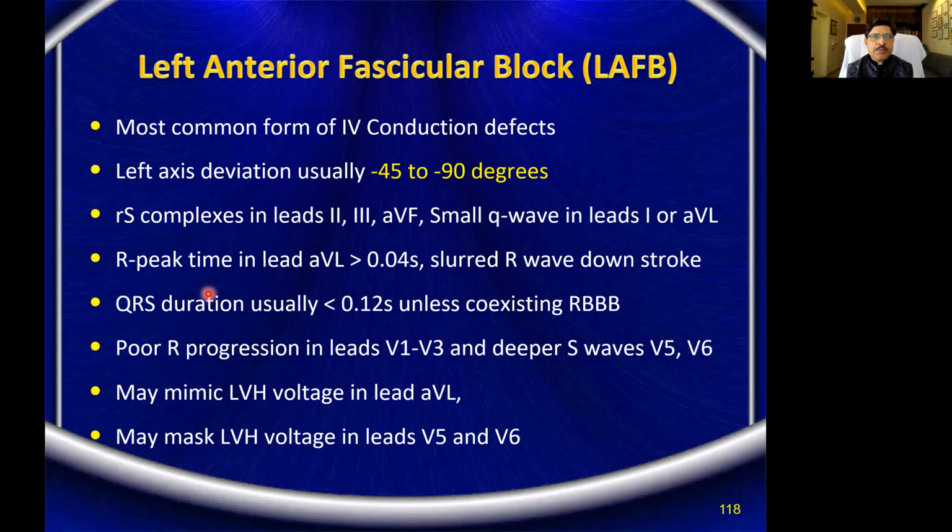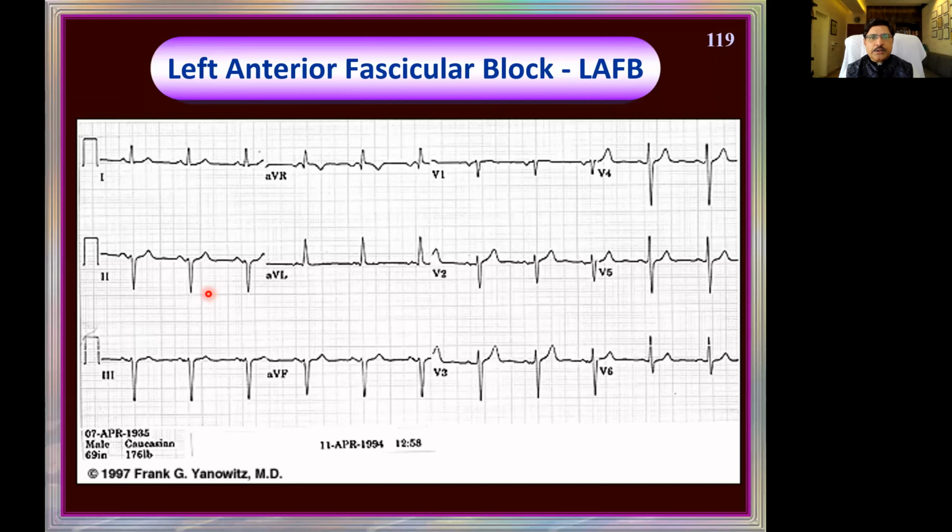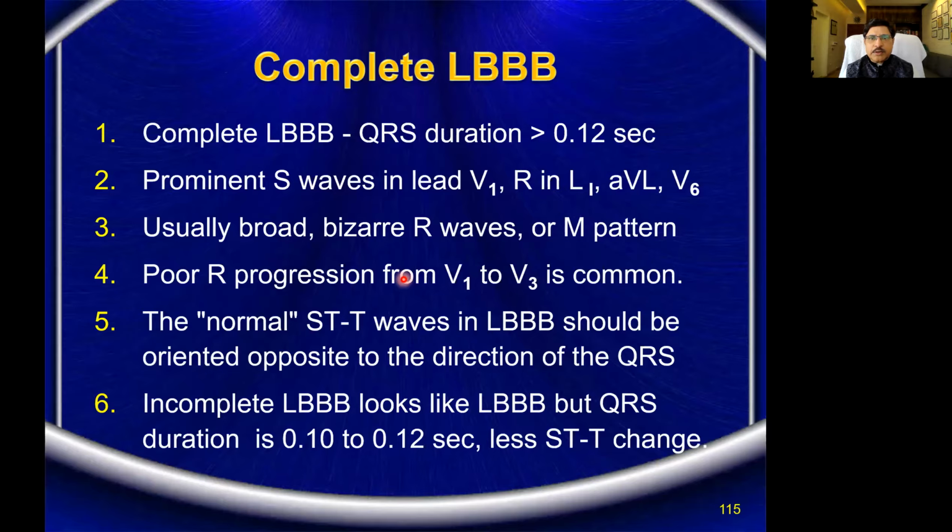What else is there? Then R peak time 0.04. That is, from here to there it will occupy more than 1 square, and there will be slurring of the return component, particularly in the aVL. You can see the return component is not as quick and there is a little slur. Whereas in another ECG, I will show you some other ECG.